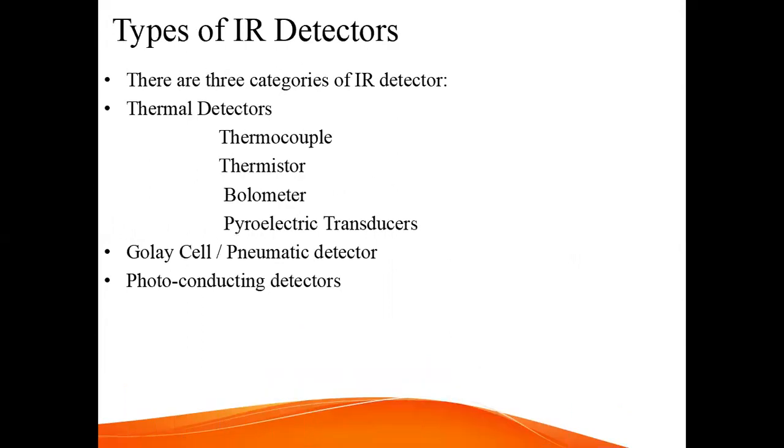Types of IR detectors. There are three categories of IR detectors: thermal detectors, Golay cell or pneumatic detectors, and photoconductive detectors. The thermal detectors are subdivided into different types, which are thermocouples, thermistors, bolometers, and pyroelectric transducers.